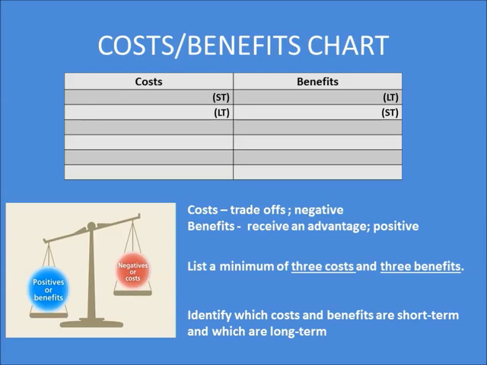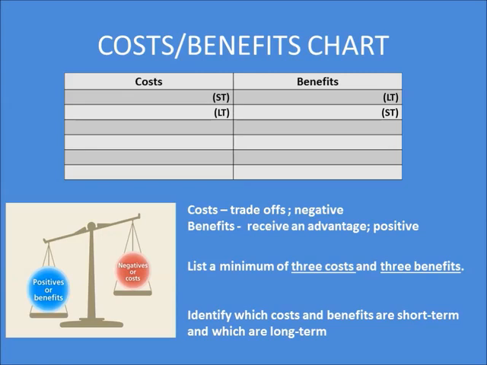To come up with that answer, you're going to be analyzing, starting with a costs and benefits chart. This is your T-chart. You're going to come up with costs, and costs are trade-offs or negative things, kind of cons, and the benefits are an advantage. They're the positives. You need to list at least 3 costs and 3 benefits.